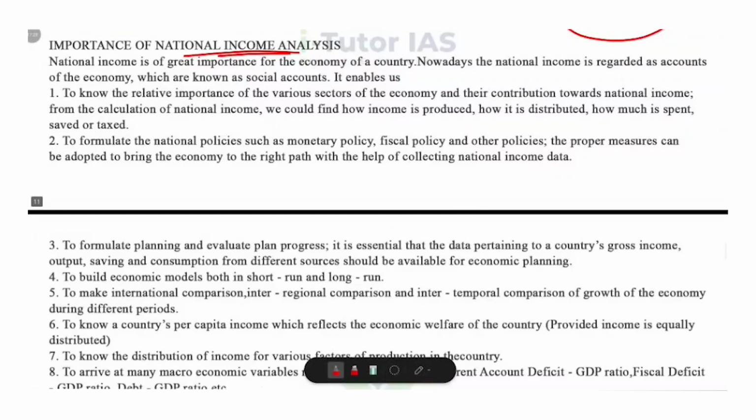Next, it is a guiding light for government policies. Policymakers use national income data to plan the country's monetary policy. Monetary policy means controls on money, interest rates and so on, and it is the policy of RBI. And fiscal policy means the policies of the government. So policymakers use national income data to plan monetary and fiscal policy. This helps the government make better decisions to improve growth, reduce unemployment, control inflation and support people in need.